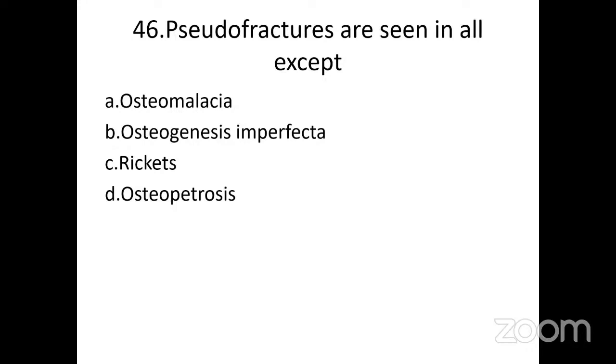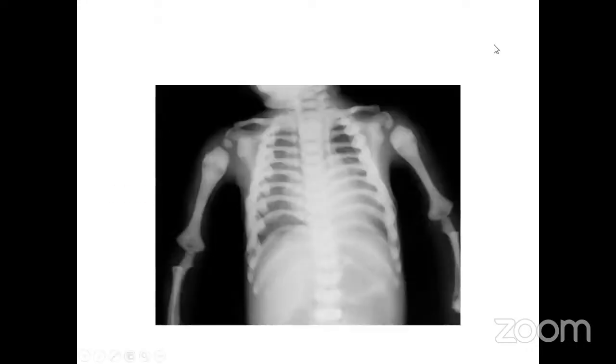radiolucent lesions surrounded by sclerosis, commonly seen along the axillary border of the scapula. It can be seen in the ribs, in the superior and inferior pubic rami, even in the femoral neck, or even in the ulna also. So it is actually seen in osteomalacia, vitamin D deficiency rickets, and even in osteogenesis imperfecta, fibrous dysplasia, like that, but not in osteopetrosis. So actually, this is osteopetrosis, where you can see bone-in-bone appearance.